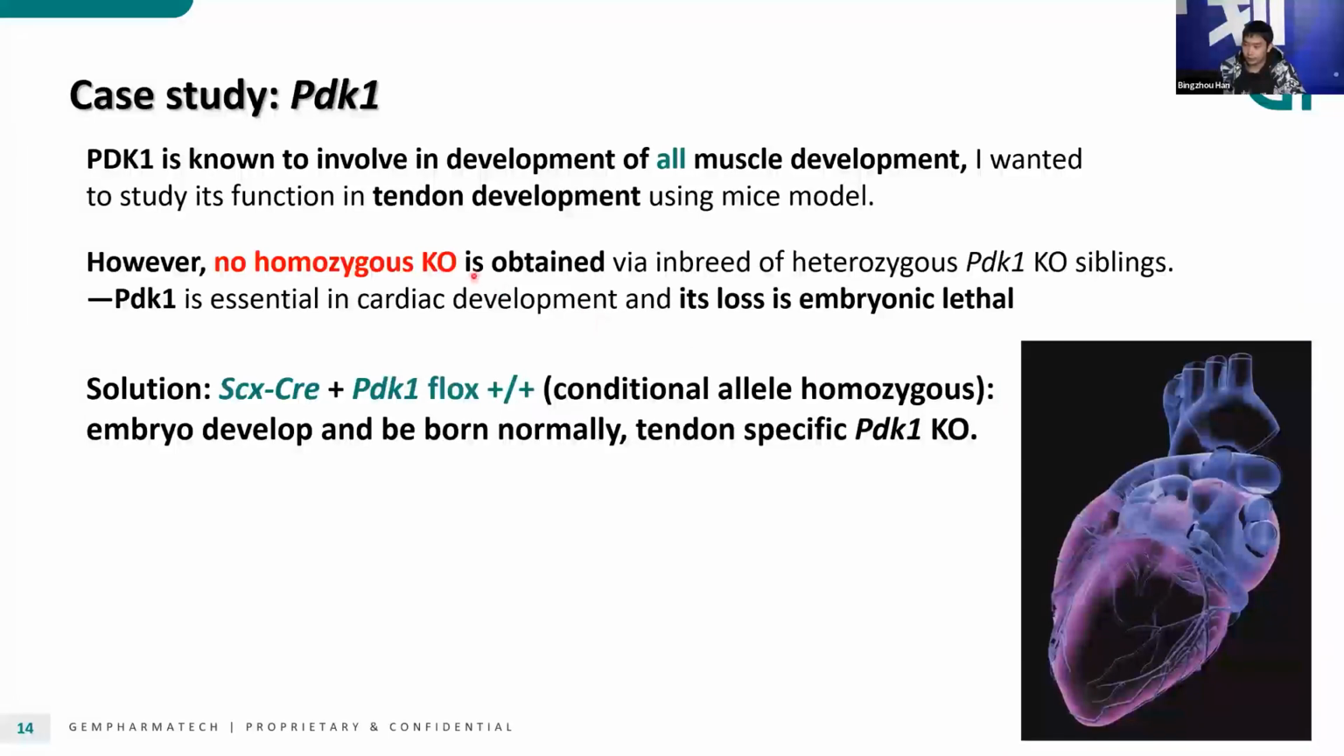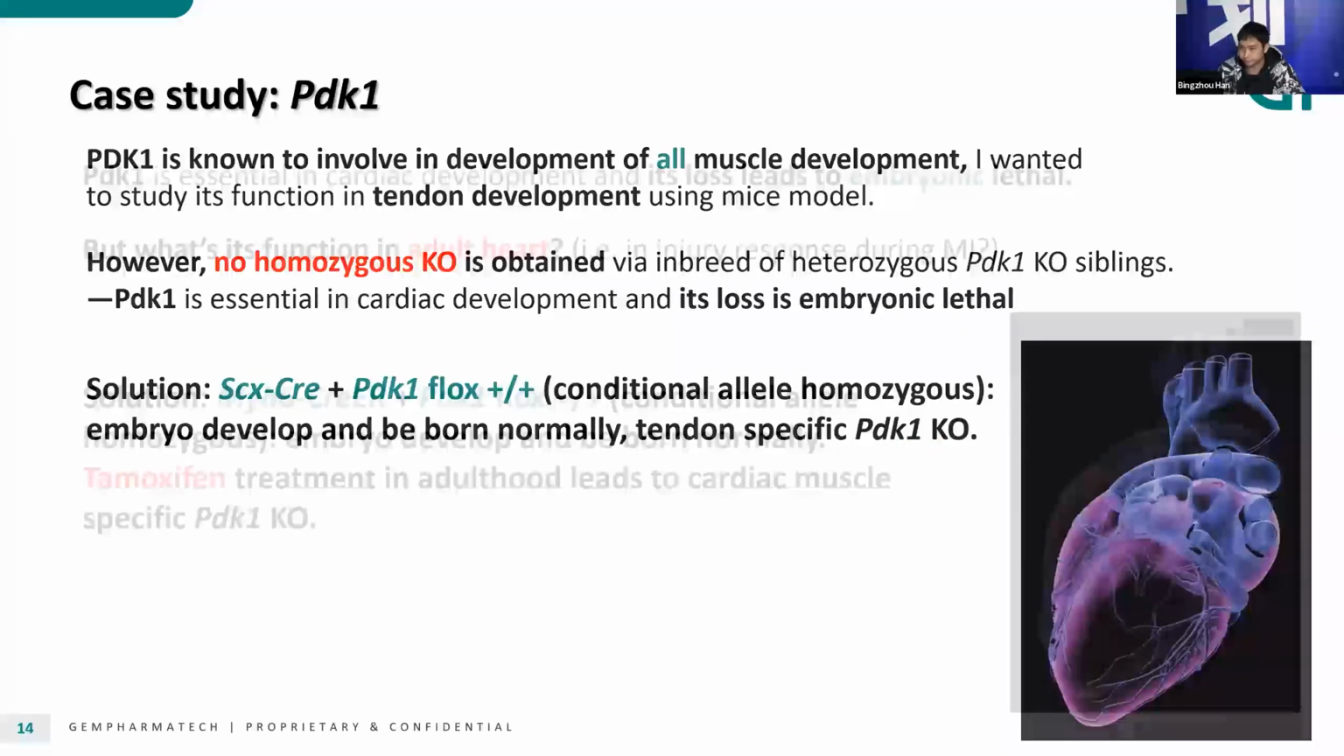So if I really want to study the function of PTK1 in tendon development, I'll use the SCX promoter-derived Cre and combine it with the homozygous PTK1 flox allele to generate a conditional knockout in the SCX-positive cells, which are the tendon cells. In this case, the embryo will develop and be born normally. Then we have the result of the tendon-specific PTK1 knockout, and we could observe the phenotype of these mice.